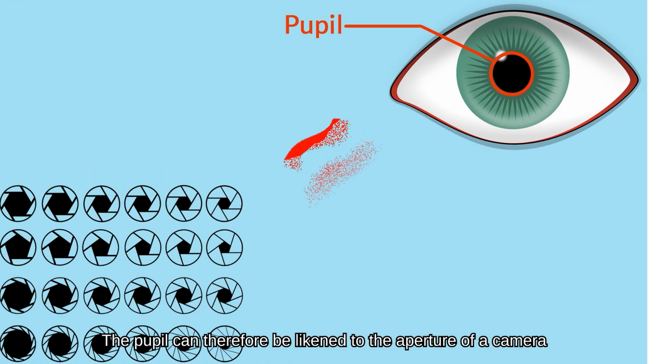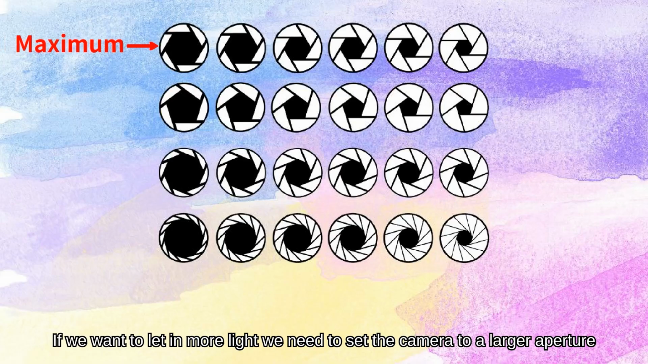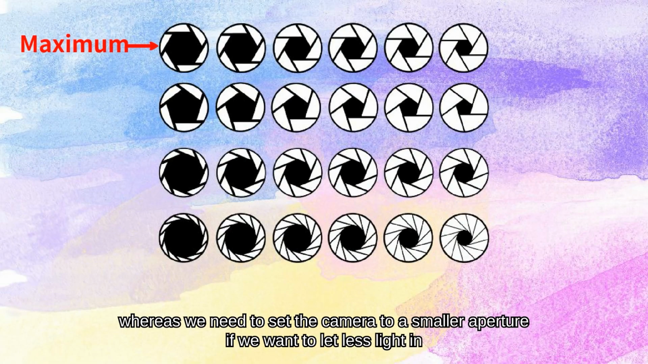The pupil can therefore be likened to the aperture of a camera. If we want to let in more light, we need to set the camera to a larger aperture, whereas we need to set the camera to a smaller aperture if we want to let less light in.